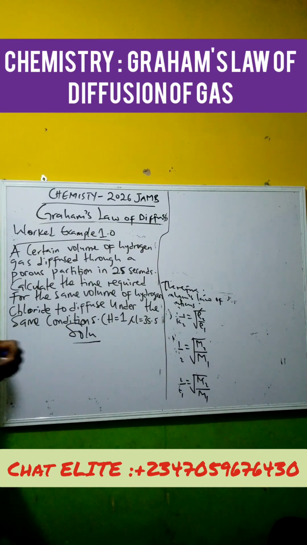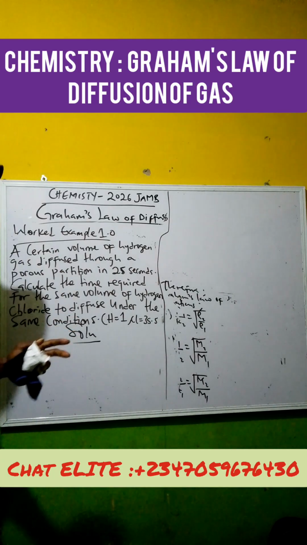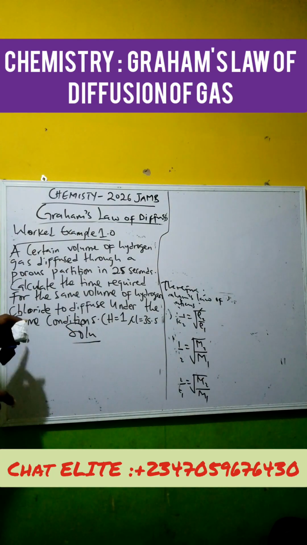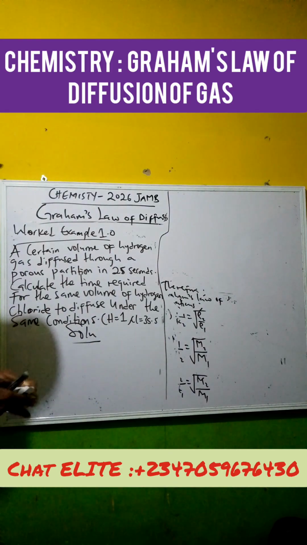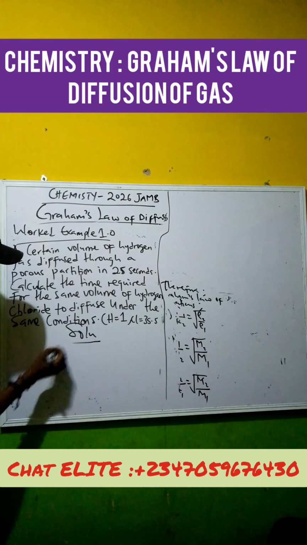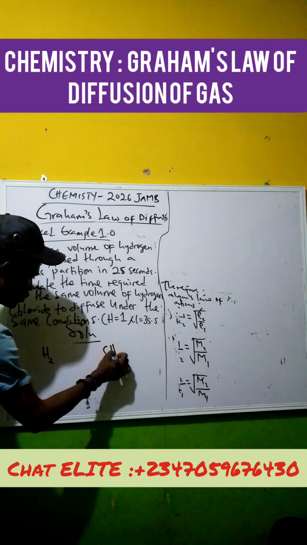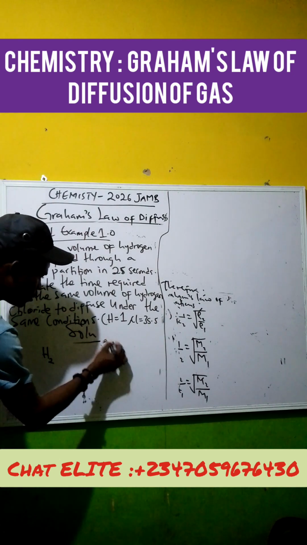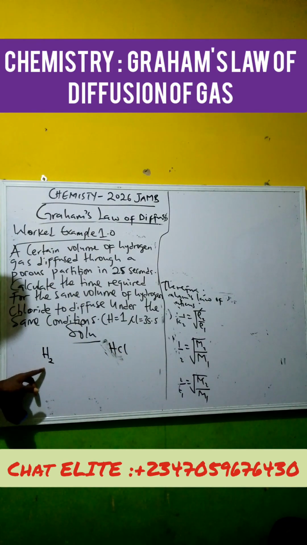Alright, so we are having two things here: the hydrogen gas and the hydrogen chloride gas. Hydrogen chloride is an acid, but regardless, we have the gas too. So we have two compounds here, the hydrogen gas and HCl. Good. So now we need to calculate the relative molecular mass of these.